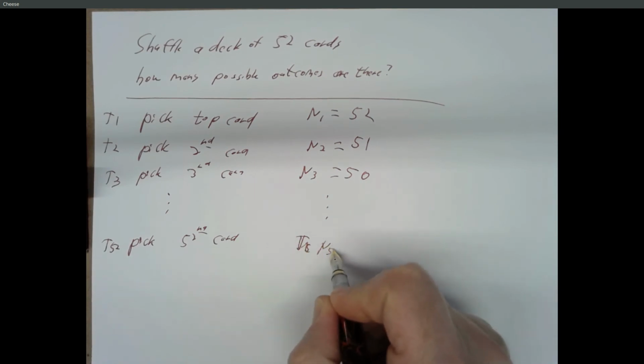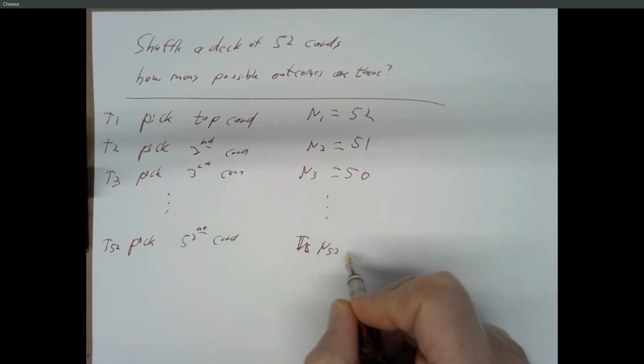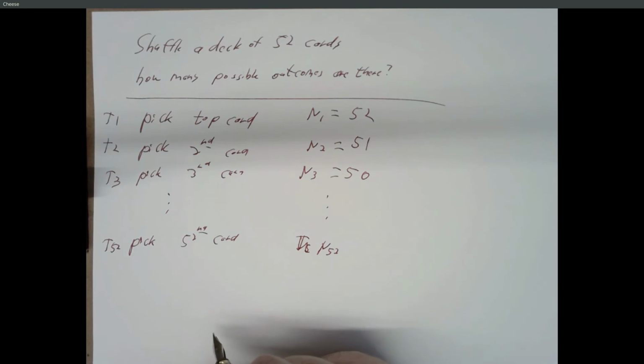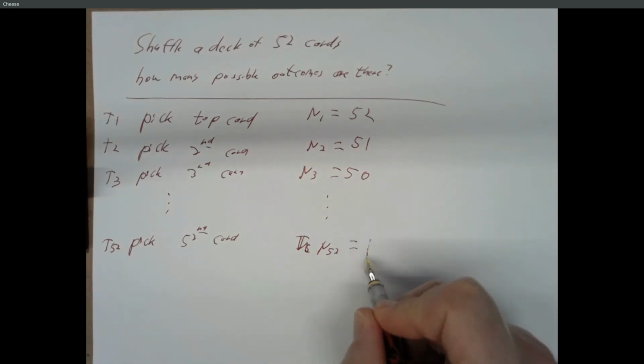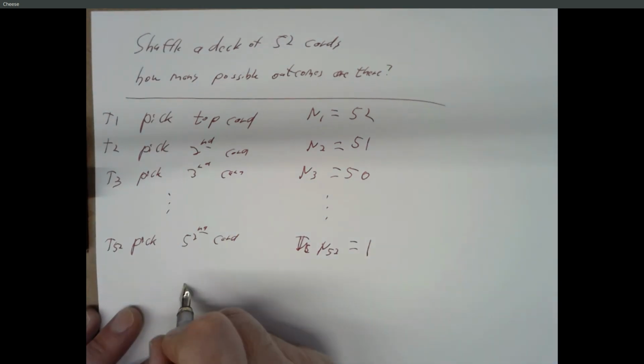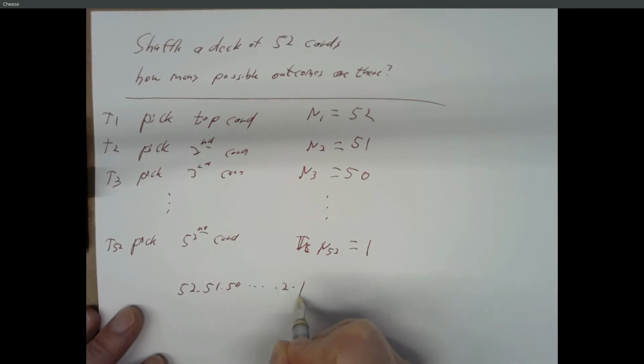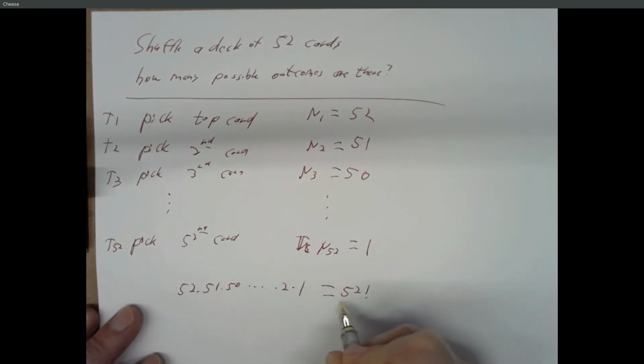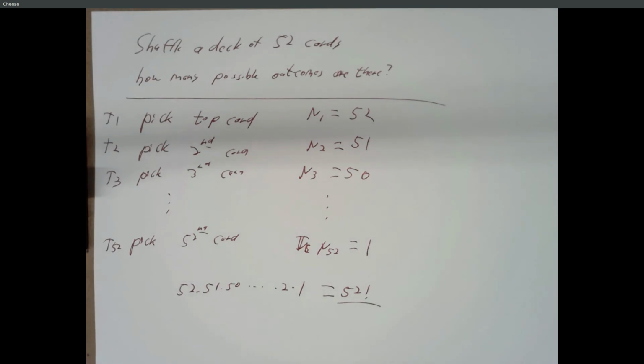And when we get down to choosing what the last card is to put in the deck, we've only got one card that's not in the deck yet. That's the card we've got to pick. So the number of ways to do task 52 is 1. So the number of ways to do the whole thing is 52 times 51, all the way down to 1, which we write as 52 factorial. So this is why factorials always pop into these kinds of things.